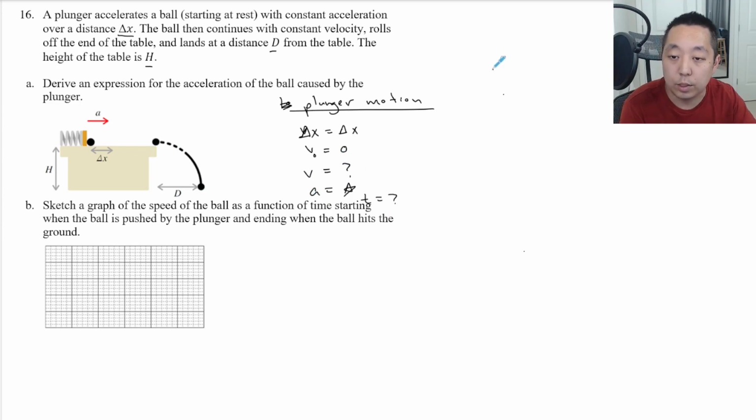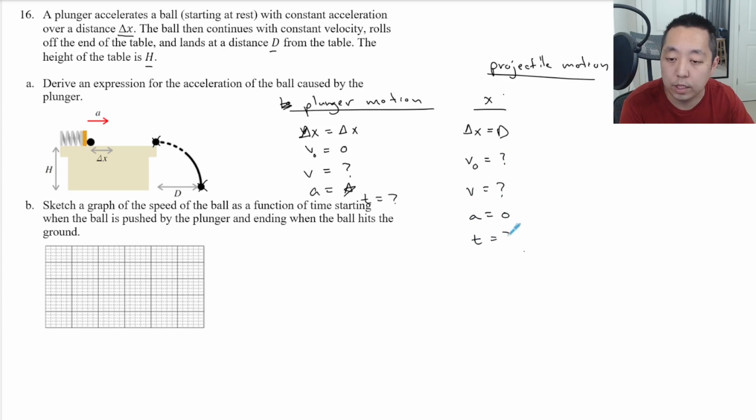So the projectile motion. Let's look at the x variables. I know that from here to here, it traveled a horizontal distance d. The initial velocity is unknown. The final velocity is also unknown. The acceleration is 0, and the time is unknown.